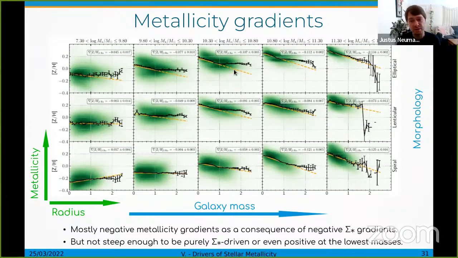In general, negative metallicity gradients can be understood as a consequence of negative surface mass density gradients, which would drive these metallicity gradients. But apparently the metallicity gradients are not steep enough. They're even flat or positive at the lowest masses, where also the metallicity surface mass density relation, as we saw before, breaks down. So there must be an additional driver of metallicity, probably a radially dependent driver of stellar metallicity in addition to the mass density. So why not plot all three parameters against each other now: metallicity, stellar surface mass density, and radius?